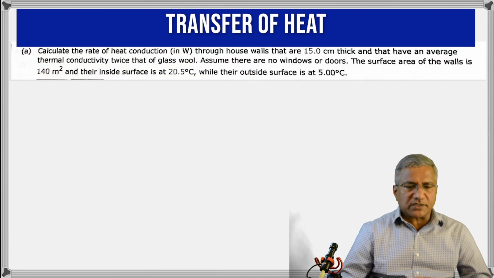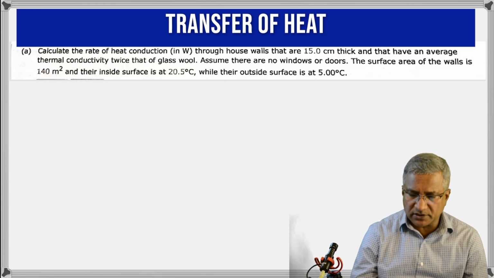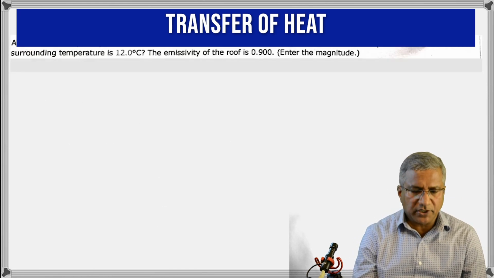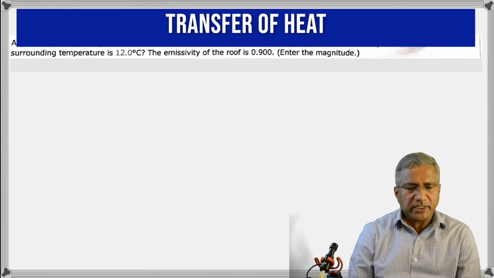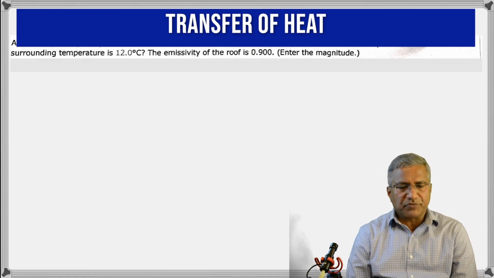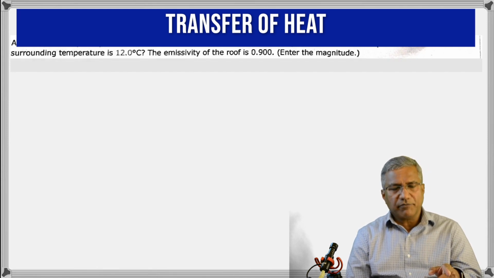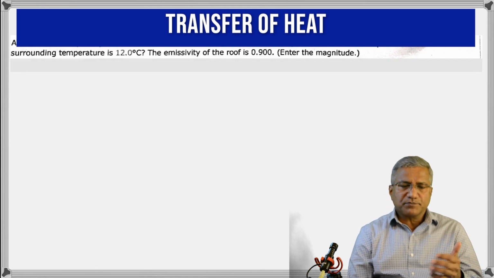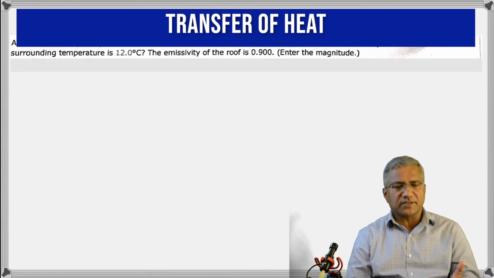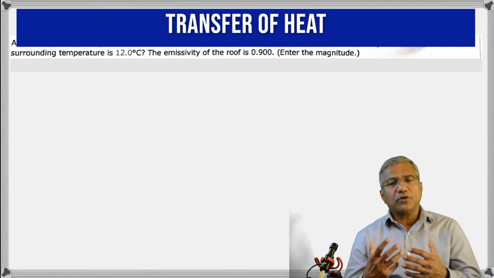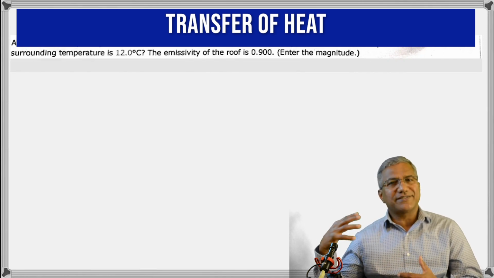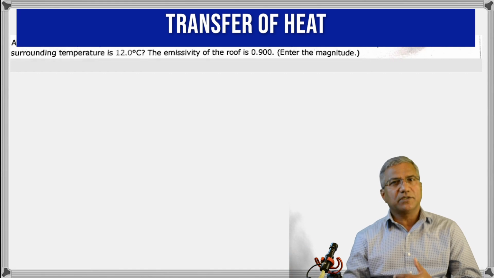All right, so here is a question. Calculate, no, this is conduction, sorry. So here is the question. At what net rate in kilowatts does heat radiate from a 295 meter square, so that's the area, black roof, so it's black, so E is 1, on a night when the roof's temperature is 27 degrees Celsius and the surrounding temperature is 12 degrees Celsius. So it's not only the temperature of the object, but also the temperature of the surroundings in which it is kept that affects how much it radiates.